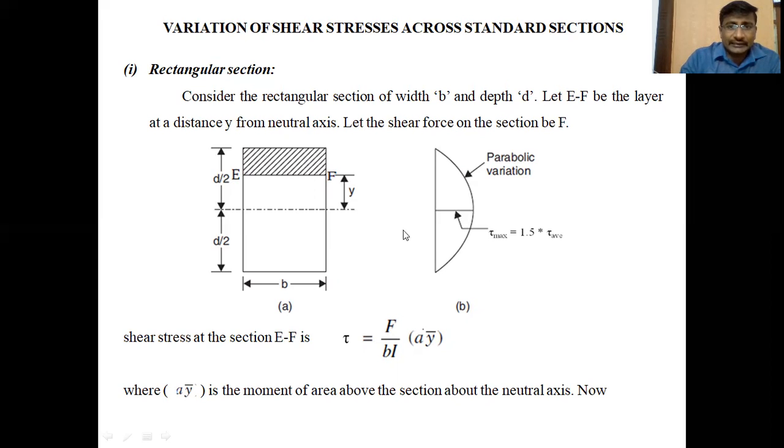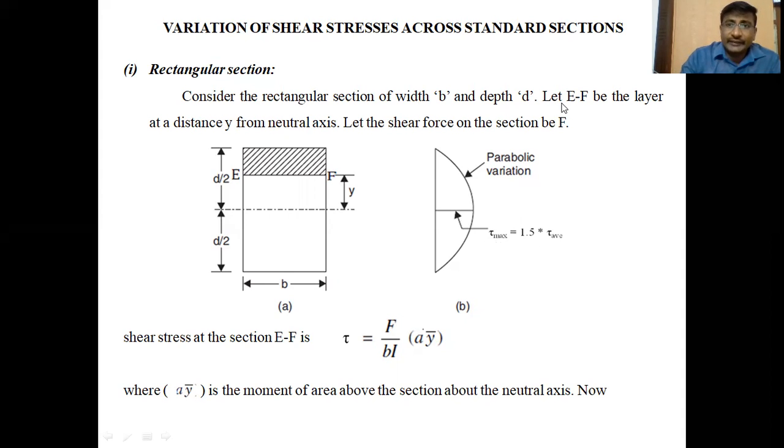How to get this shear stress distribution diagram? After deriving the equation for the shear stress across the cross section, we can say that the shear stress varies across the section as a parabolic variation. And the shear stress is maximum at the neutral axis, which is equal to 1.5 times the average shear stress. Tau max is equal to 1.5 times the average shear stress. How to get this formula? Let us derive.